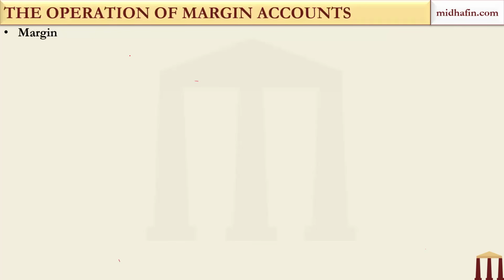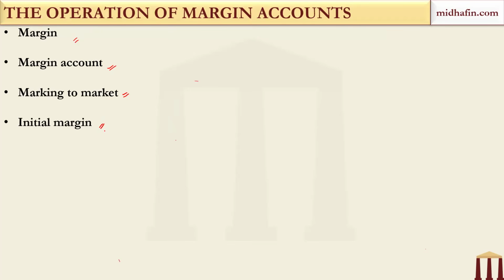So let's see the operation of margin accounts. We have a margin account. Again, all these things we'll see through an example. Then we have the concept of marking to market. Marking to market means that every single day at the end of the trading day, the value of the contract is marked to market based on the changes in the price of the underlying. Then there's something called the initial margin, which is the initial amount that you have to put in your margin account to open or initiate your position.